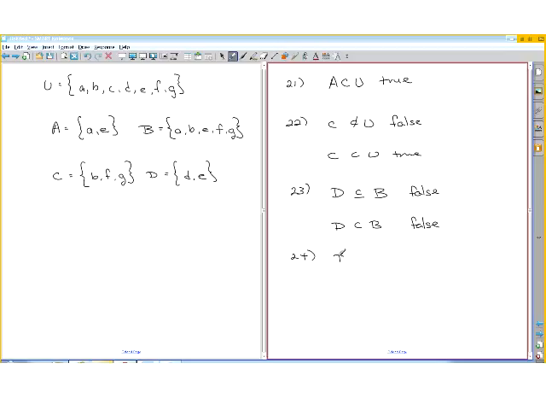24. D is not a subset of A. Here's set D, which has elements D and E. We do have E in both of them, but D is not in A, and therefore D is not a subset, so this is true.